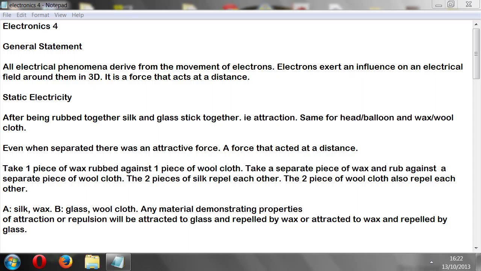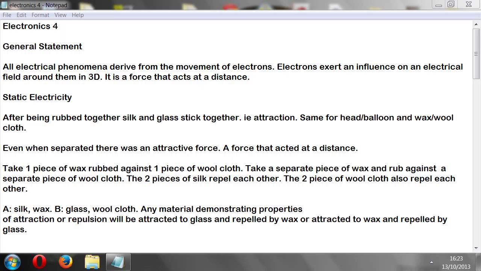Often in these things you say something which is a bit more general, a bit more complicated. So all electrical phenomena derive from the movement of electrons. Electrons exert an influence on the electrical field around them in 3D. It's a force that acts at a distance. So it's all dependent on electrons and the field, which of course we'll be speaking about later, a three-dimensional field, and they exert an influence on that.